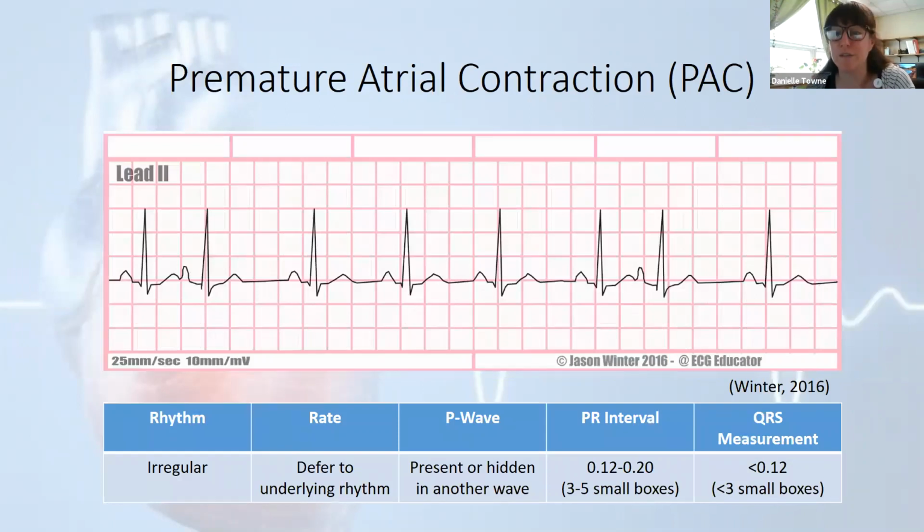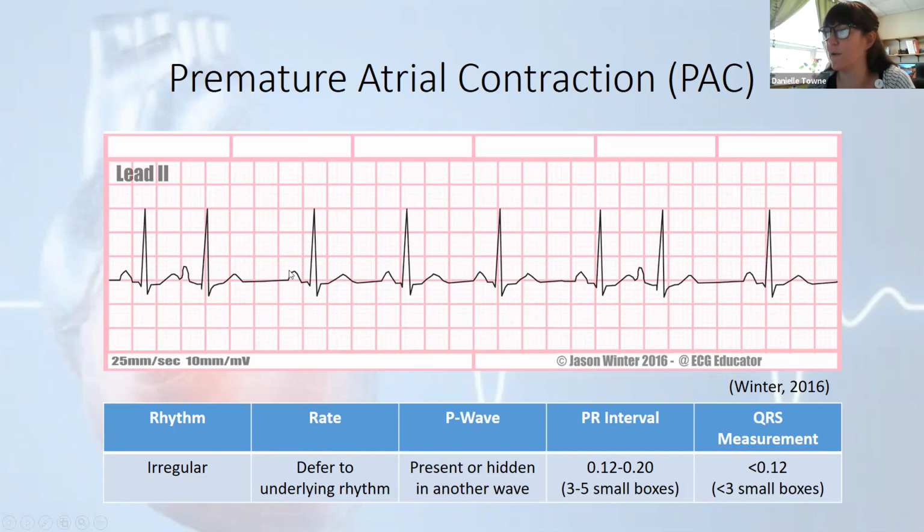Okay, premature atrial contractions. So a PAC represents a contraction that originates in the atria, but not necessarily from the SA node. When you look at the morphology of the P wave, you can see that it looks a little different from the P waves that are originating from the SA node. So our rhythm is a little irregular because we have irregular beats.